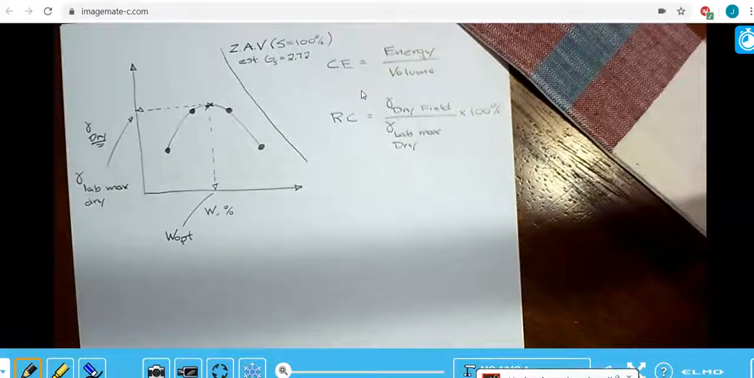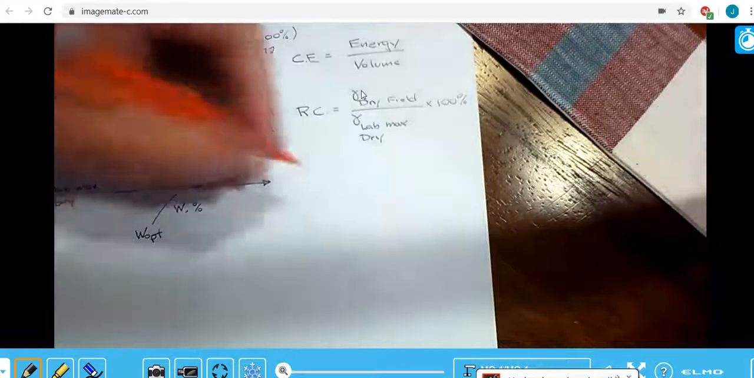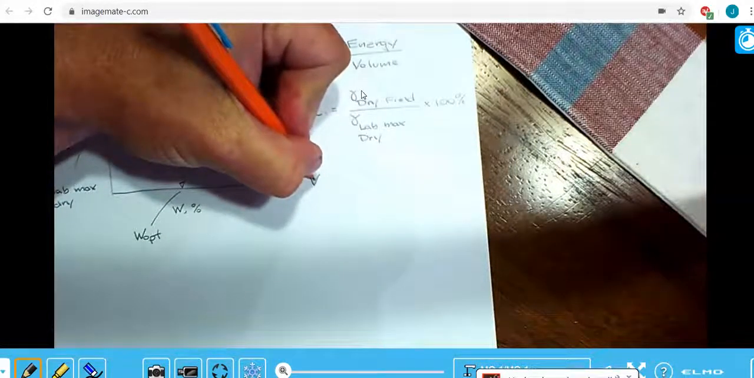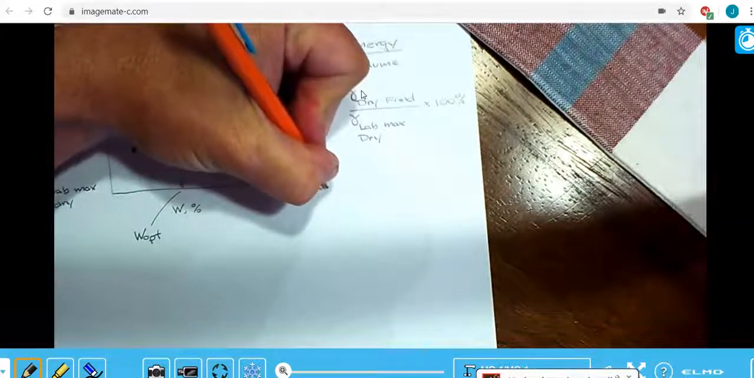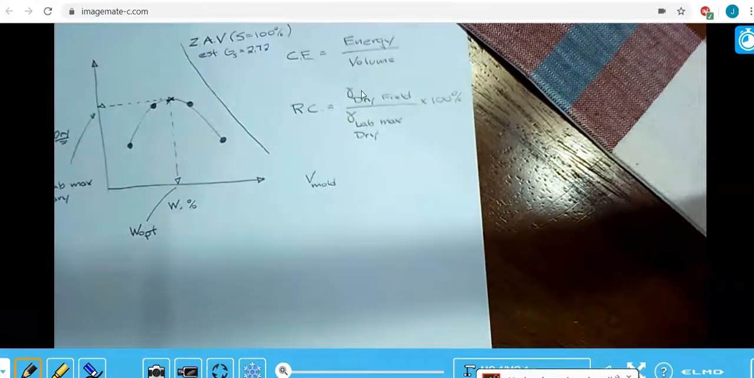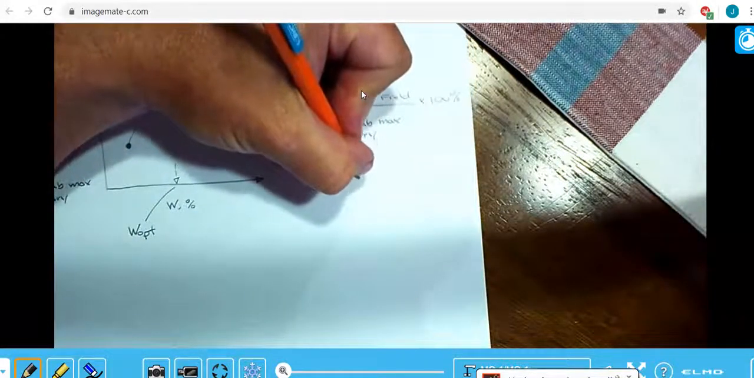But for the test, we have a mold of known volume. So this is the volume of the mold that we compact the material into. It's just a cylindrical mold. You'll see it, of course, in the demonstration video. This is known. It happens to be 1/30th of a cubic foot.